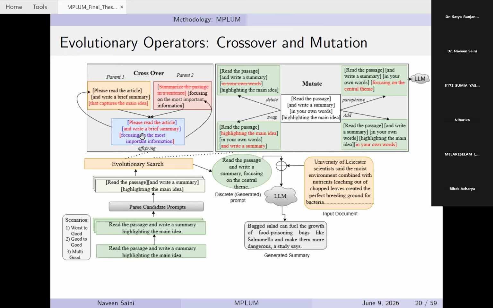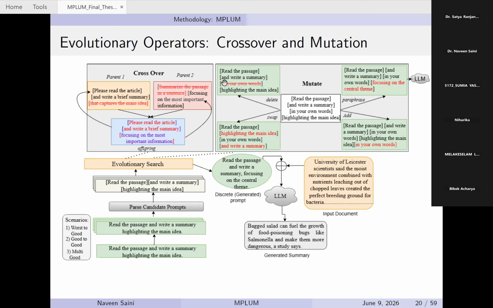This is the crossover example. The mutation example is, for example, consider this prompt: read the passage and write a summary in your own words, highlighting the main idea. For the mutation, we are using four different things. First one is the delete. Delete some chunk based on some random probability.